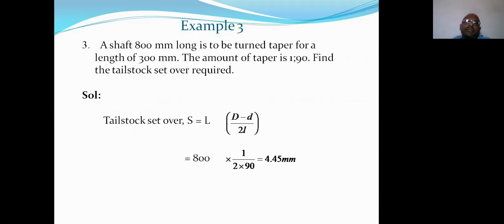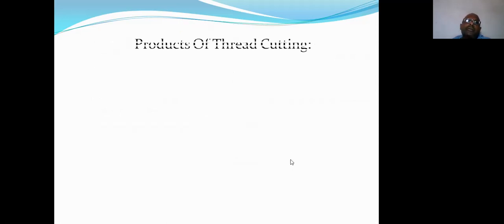So that is capital D minus small d. Capital D minus small d by 2L, this is nothing but tan alpha. What is tan alpha? Capital D minus small d divided by 2L. So this is the tan alpha value. Here, instead of using the angles directly, the values are represented with the lengths only. So in this particular case, the set over required for the taper turning attachment is 4.45 millimeters.